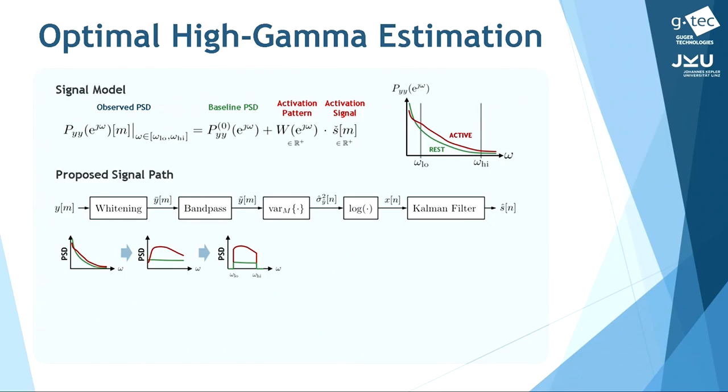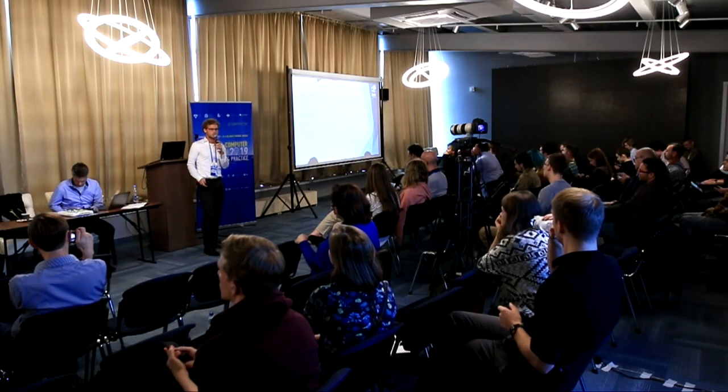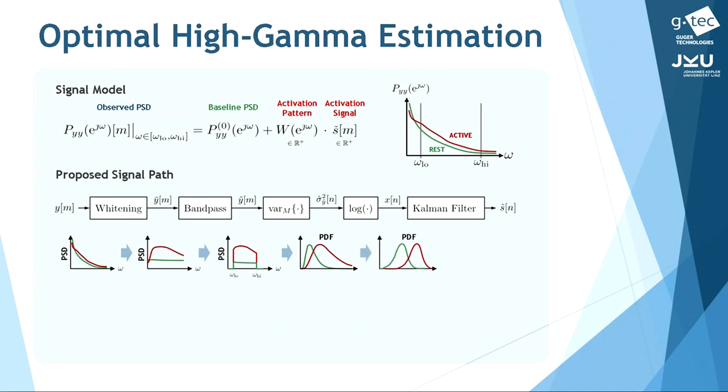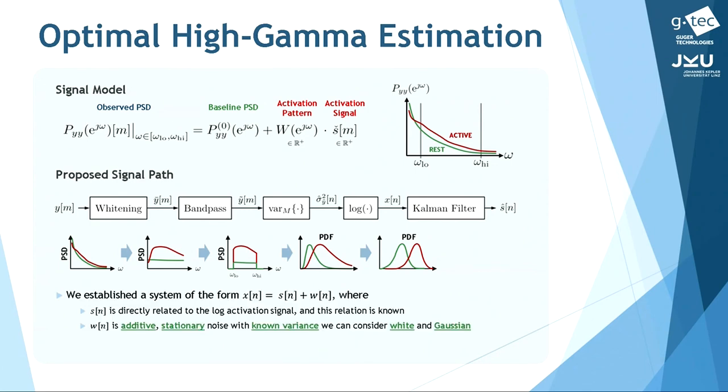Then we are doing bandpass filtering. We are removing all the components we do not want to use. We are computing the power. And finally, we have to do a log transformation, to decouple the mean and the variance of the resulting signal. So this is crucial. So we are now at the end of the estimation path.